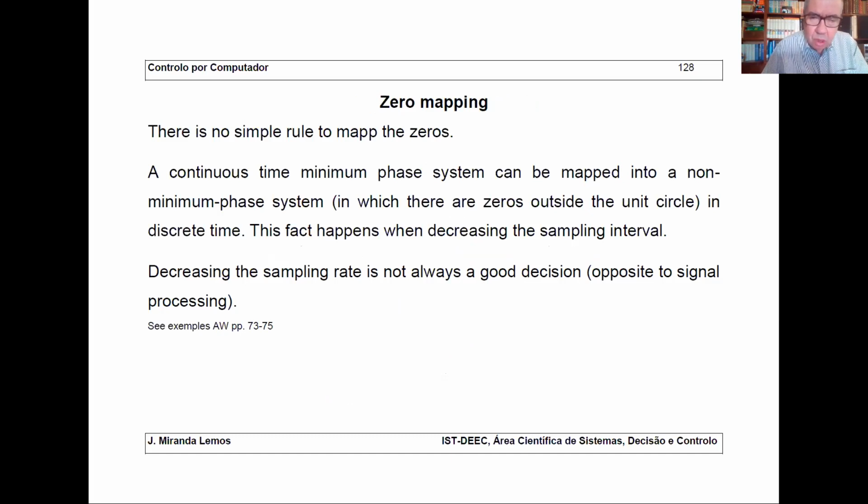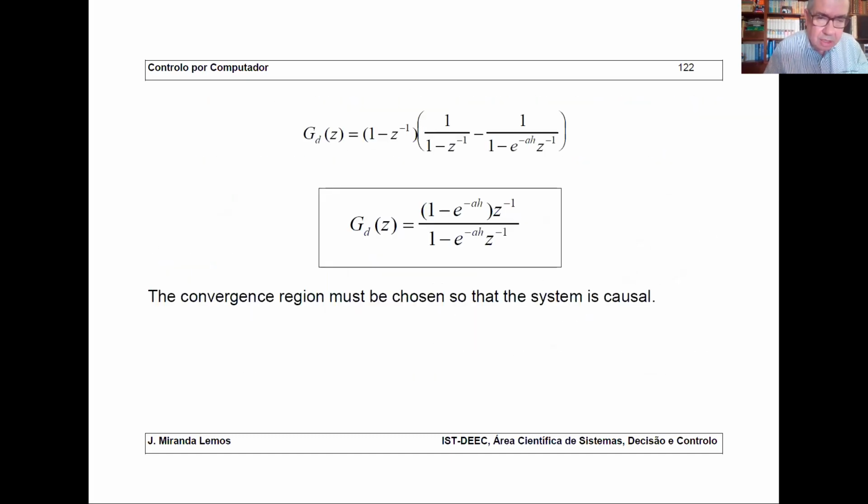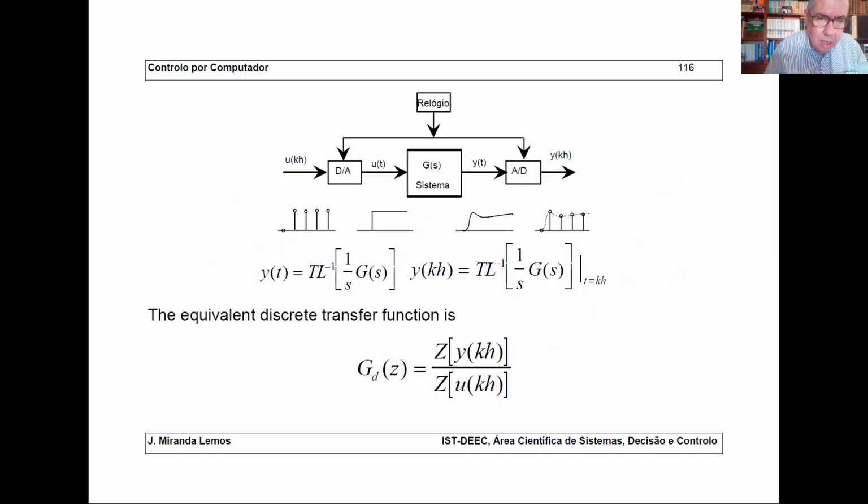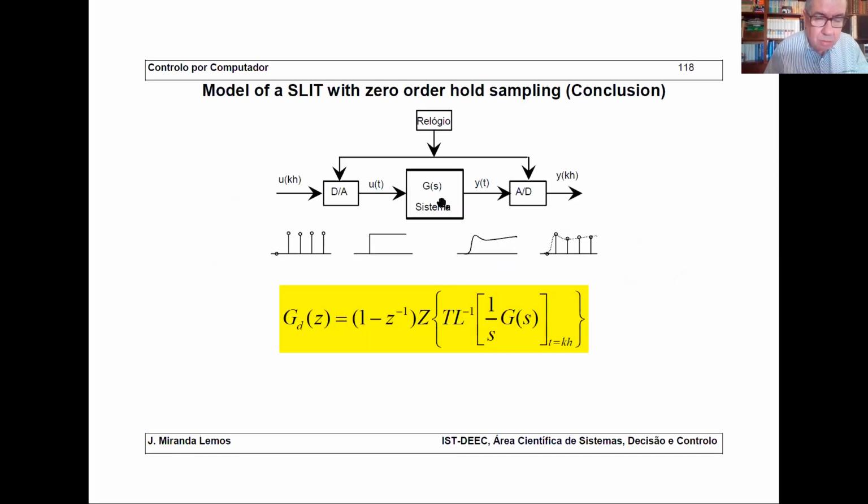So, let's sum up what we have learned today. It's about 1 hour and 35 minutes, and we have learned three things. It's a lot of things. The first thing is, suppose that I have the situation that we considered at the beginning: we have a continuous time system. I give you a G(s), and I want to compute the equivalent G(z). And we have learned how to do that. It's this formula.